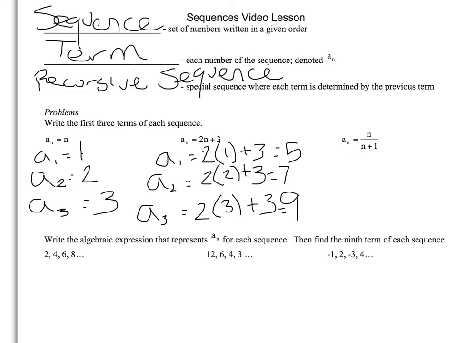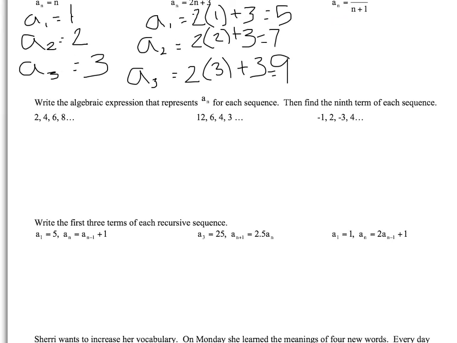The next part says write an algebraic expression that represents the sequence. Then find the ninth term of the sequence. So this is going backwards from what the previous part did. This time I give you the sequence and I ask you to come up with the formula. So the easy way to look at this is to say that the first term is equal to 2, the second term is equal to 4, the third term is equal to 6, and the fourth term is equal to 8.